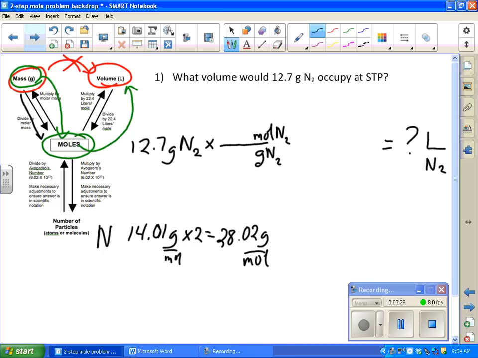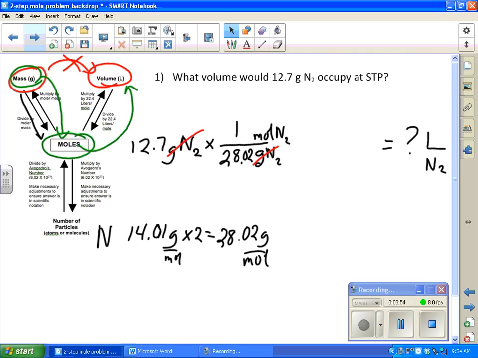We're going to take the reciprocal of that to work in our problem because we're converting from mass into moles. So we want 1 mole nitrogen gas in the numerator divided by 28.02 grams of nitrogen in the denominator. Now you'll notice that our grams of nitrogen gas will cancel out and we're left in units of moles.